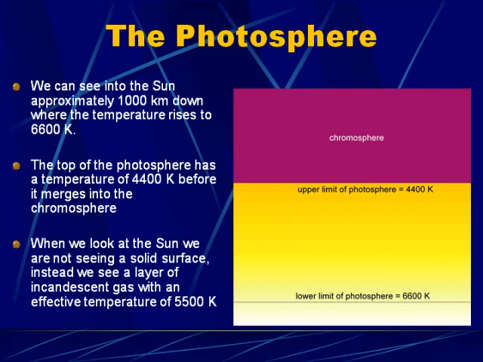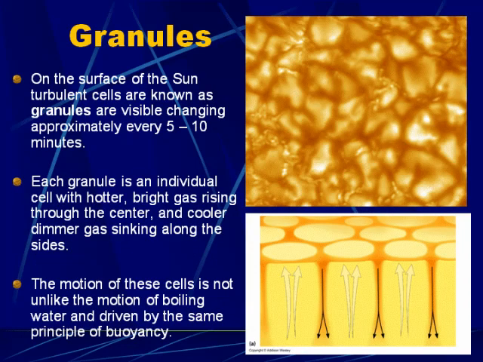Now, the photosphere actually has some structure. If you really look at it carefully and you look at it close up, what you see in the photosphere are these granules. These are turbulent cells that last for about 5 to 10 minutes. And if you've ever watched the top of a boiling pot of water, this is exactly what the granules are like. It's like the boiling water coming up. But in this case, it's heat from the interior boiling to the surface.